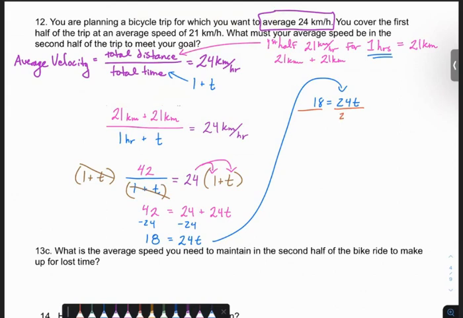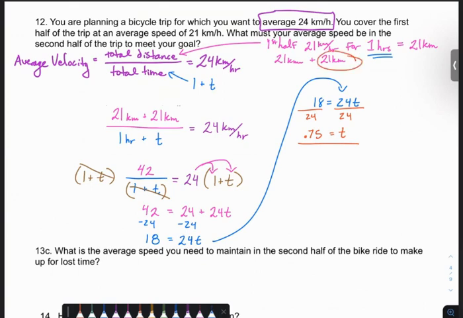And the opposite of multiplication is division. And so I get 0.75 is my time. All right, so this gets you part way there. Now we need to find that velocity for that second half of our trip. And so I said that I traveled 21 kilometers in that second half.